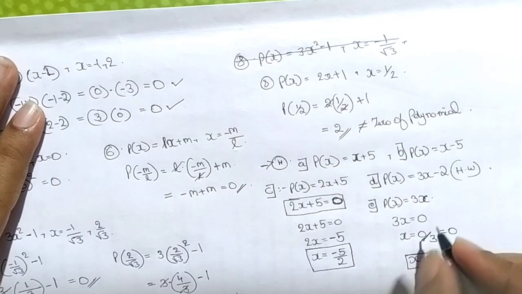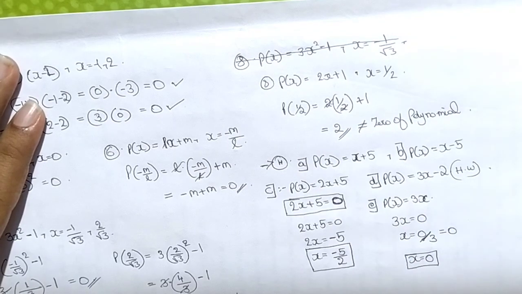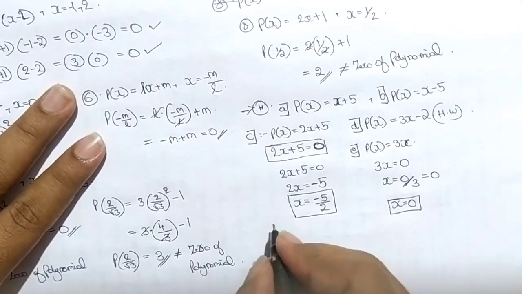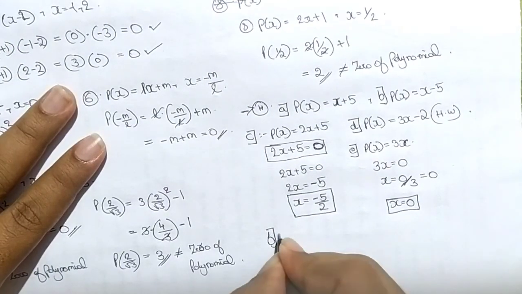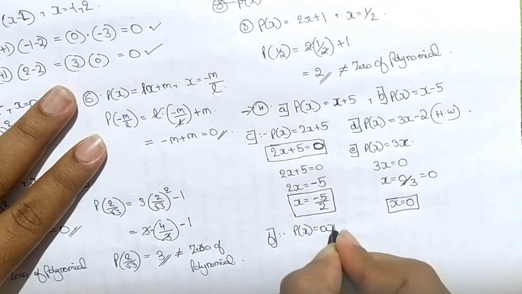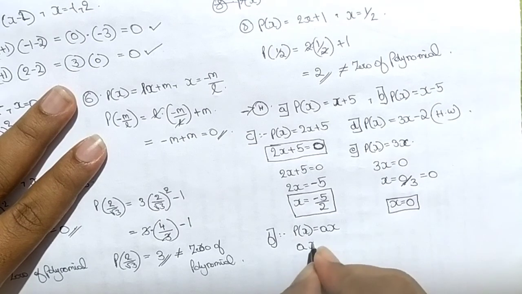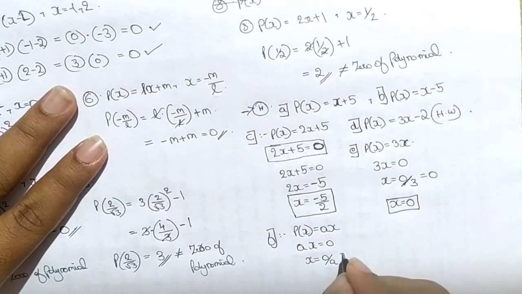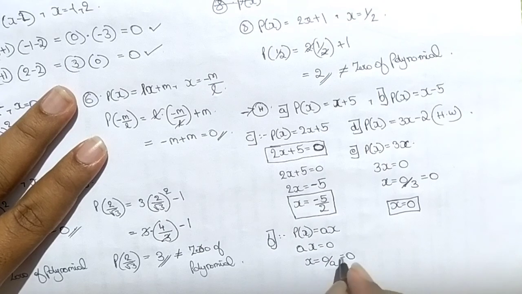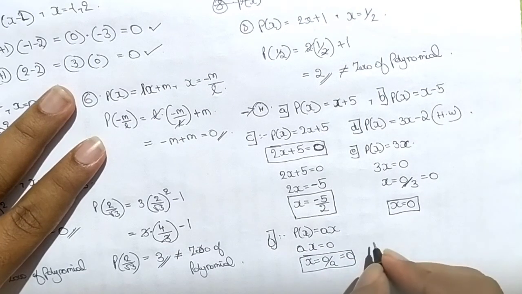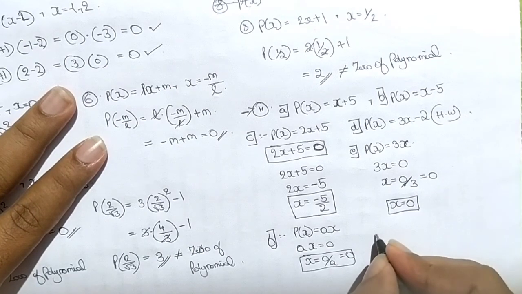And the next question is also similar to this only. The next question is something like, let me take here, P of x equal to ax. Substitute ax equal to 0, x equal to 0 by a, and 0 by anything is 0. The 0 of the polynomial is 0 itself.